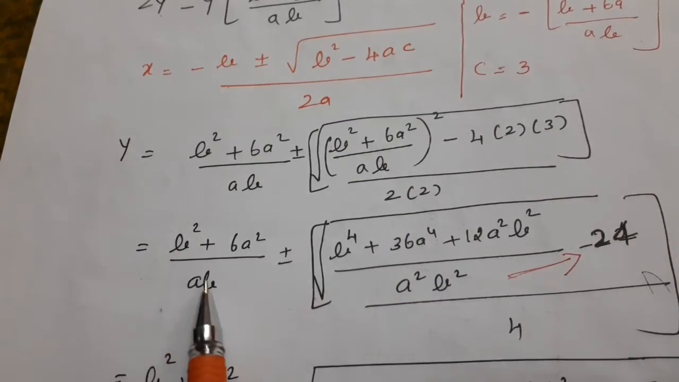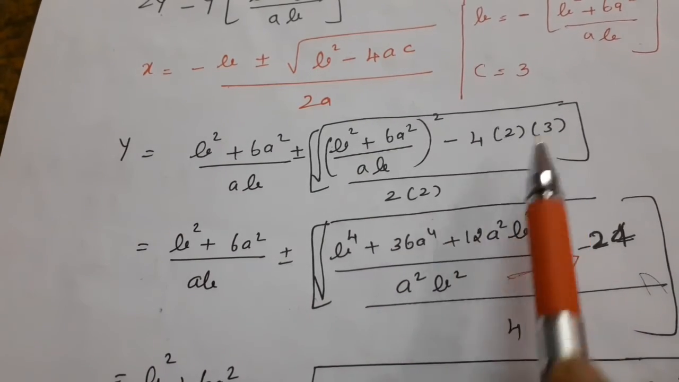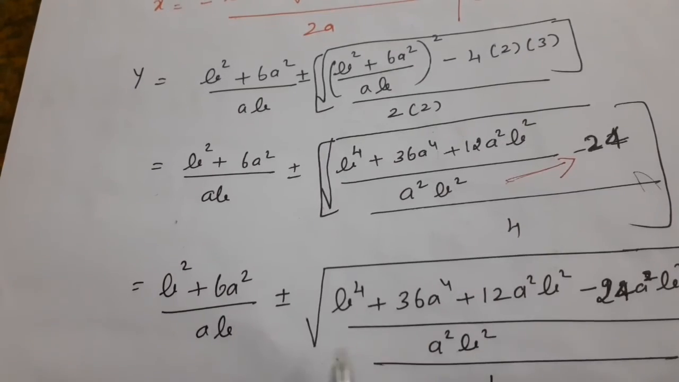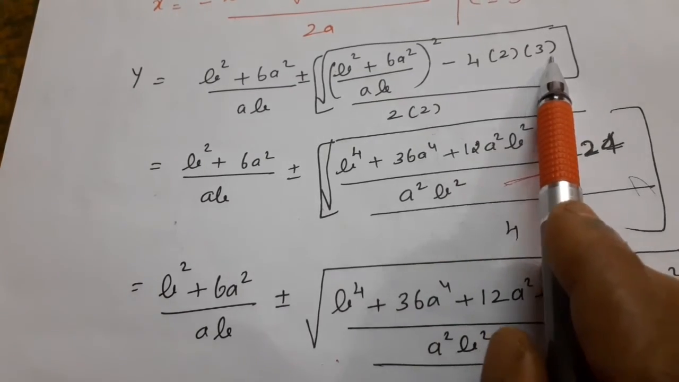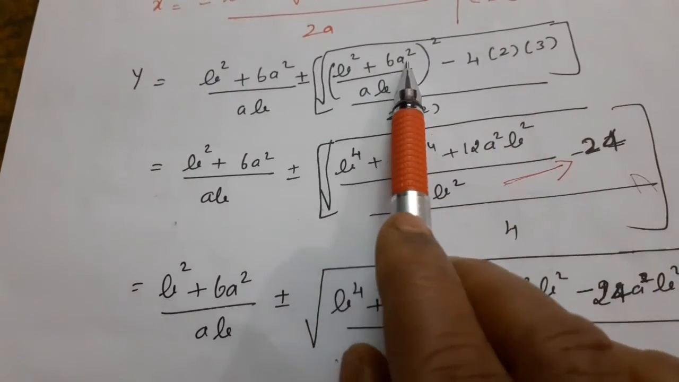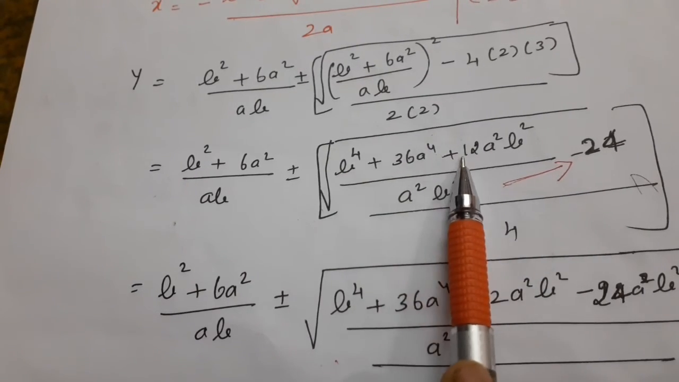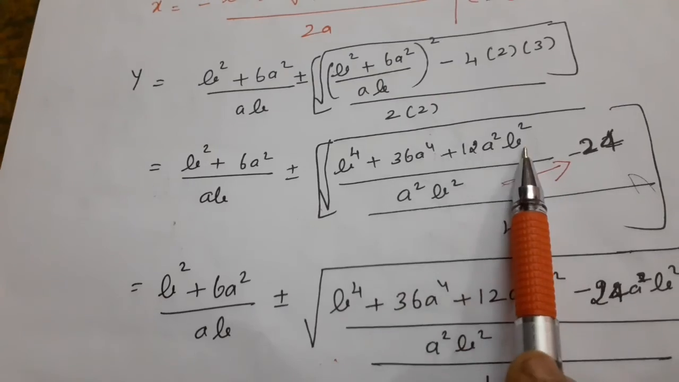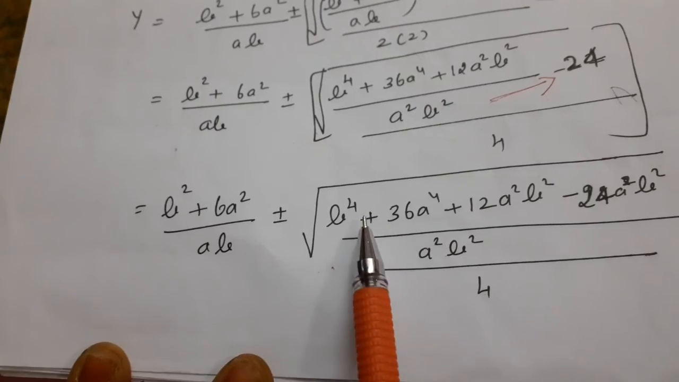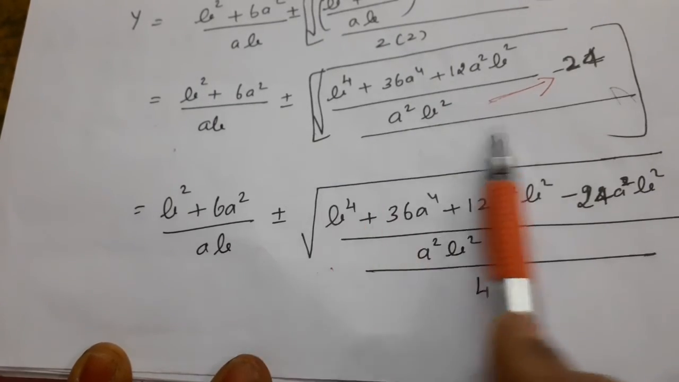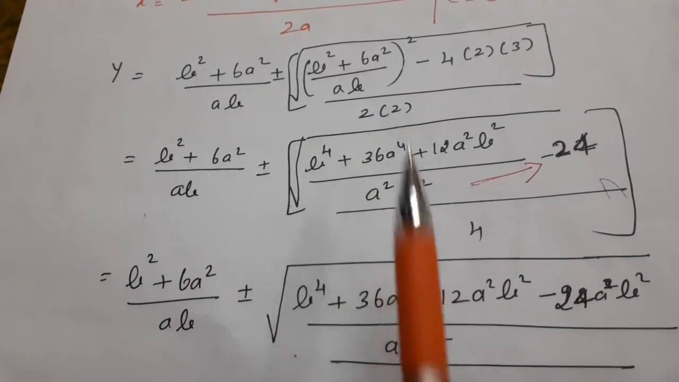B square plus 6a square by ab plus or minus root of b square plus 6a square by ab the whole square minus 4a into c, divided by 2a. So if you simplify, what happened? 4 into 3 into 2 is 24. You apply the formula a plus b the whole square: b power 4 plus 36a power 4 plus 12a square b square by a square b square, that is multiplied with the 24. What is the final step? We get the denominator already having 2a. What is the 2a value? 2 2s are 4.